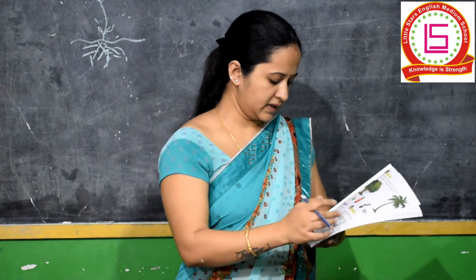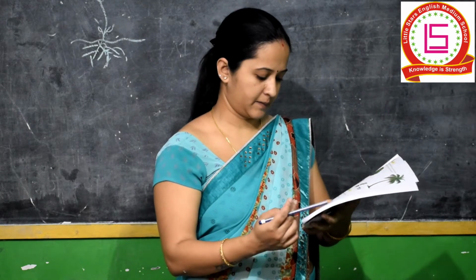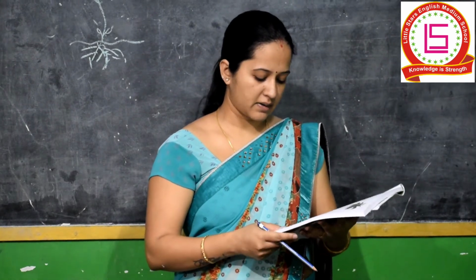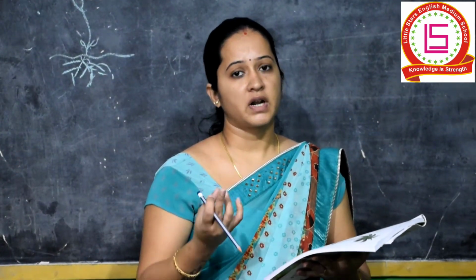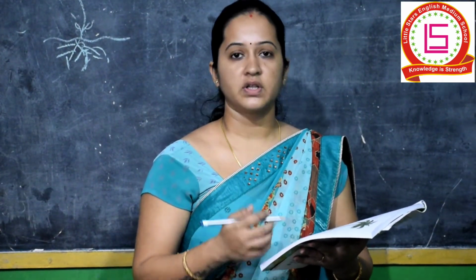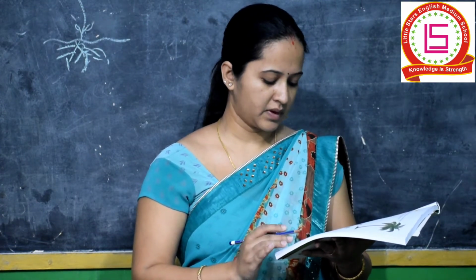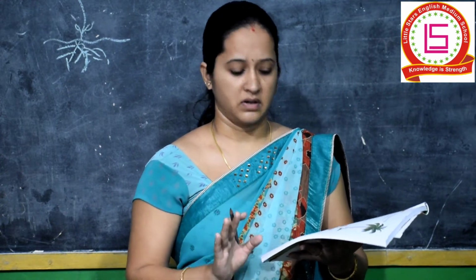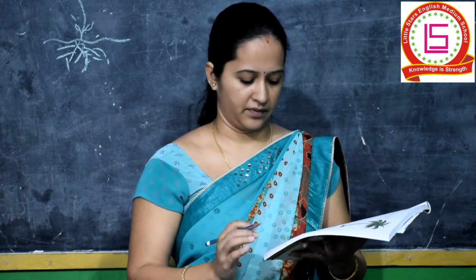Now we will see the relation between all things in the environment. Water and air are a part of our environment. We all know that without water and without air we cannot live. So these two things are also a part of our environment. All living things need them. Each and every living thing needs water and air to survive.